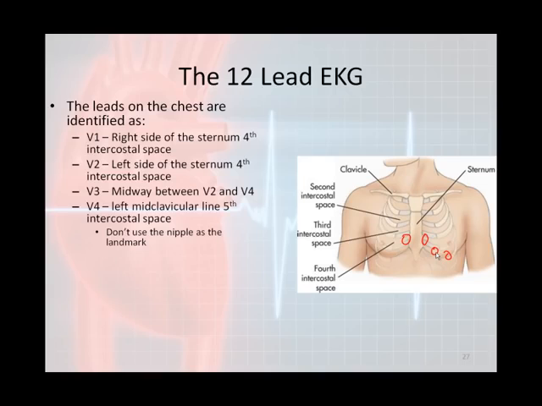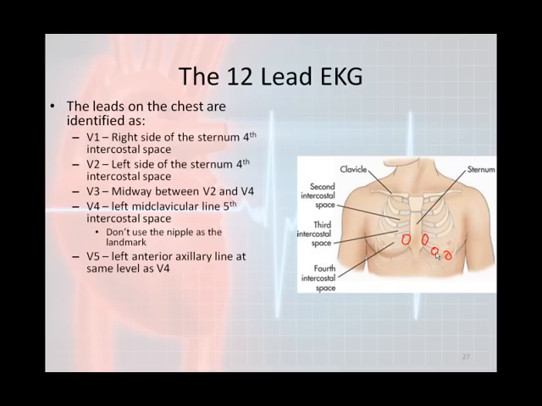V4 is placed in the left midclavicular line, fifth intercostal space. Please do not use the nipple as a landmark. The reason for this is because not all nipples on the human body are placed in the exact same spot. Older people are going to have different nipple locations than younger people, and if women have any kind of breast augmentation done, then the nipples can pretty much end up in any direction. So please do not use tissue as a landmark. Use the clavicle, the midclavicular line, as the actual landmark.